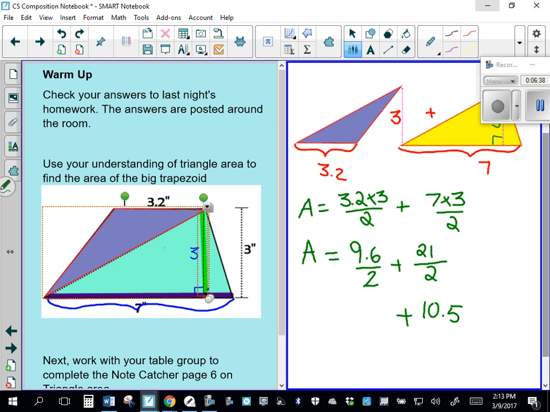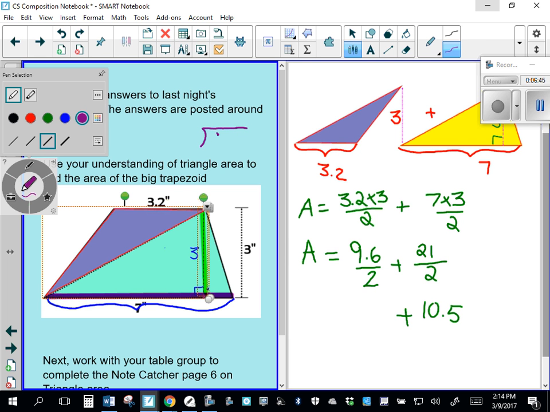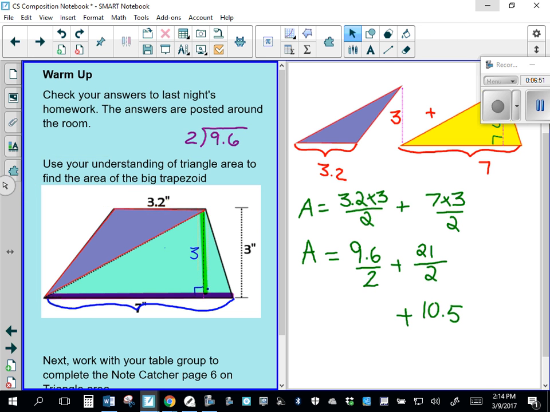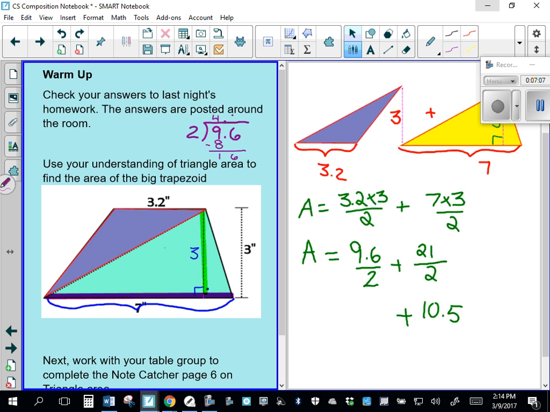And then the 9.6. I don't think this is right. Is it 4.6 or 4 point something? Well, let's check it. 9.6, I'll do a little scratch work, divided by 2. 2 could go into 9 4 times. And then 2 goes into 16, it's 8. I put the decimal up. It's 4.8, right? Yeah. Yes.